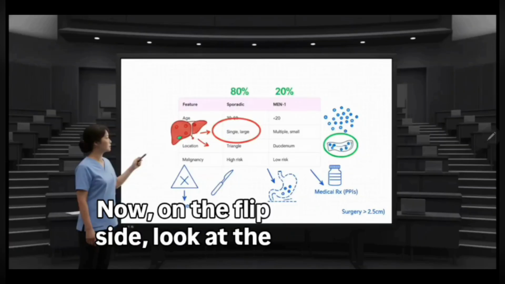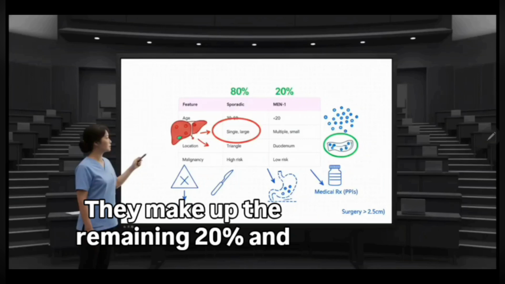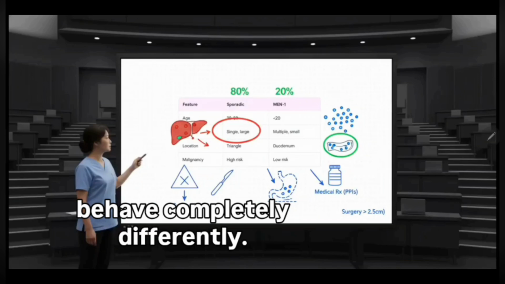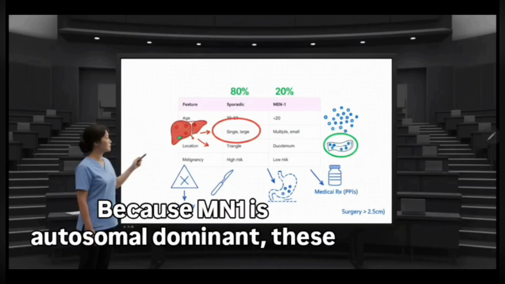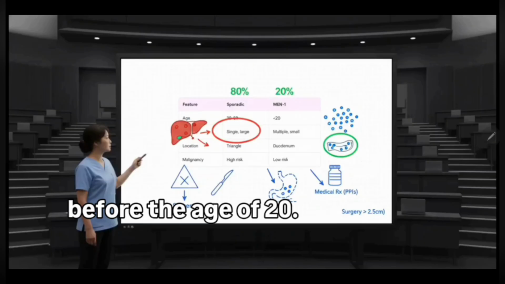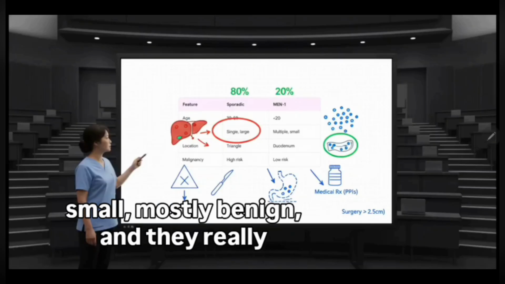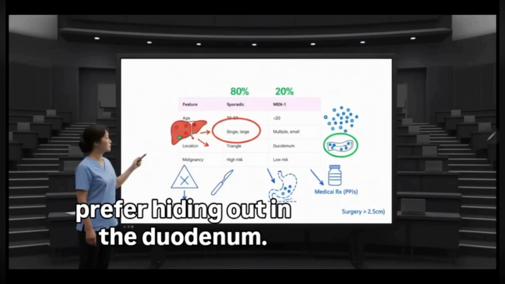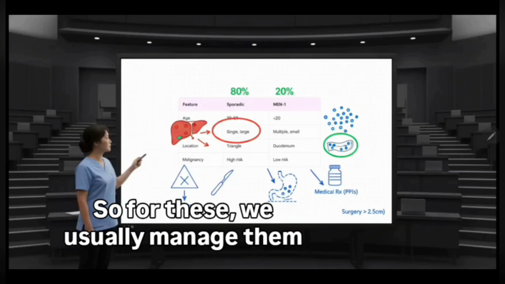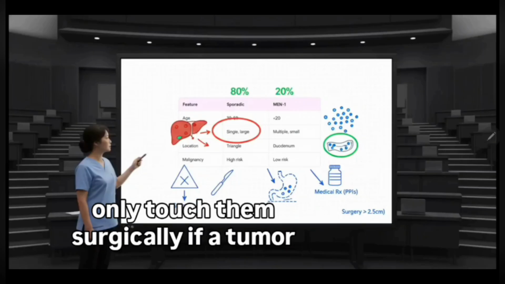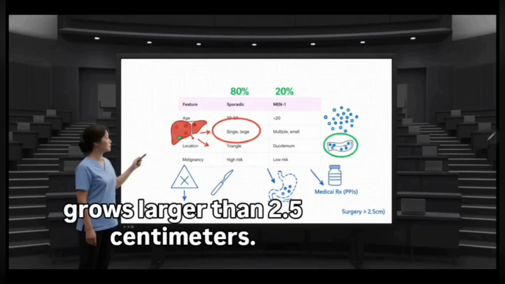Now, on the flip side, look at the MEN1-associated variants. They make up the remaining 20% and behave completely differently. Because MEN1 is autosomal dominant, these patients present very early, usually before the age of 20. The tumors here are multiple, they are small, mostly benign, and they really prefer hiding out in the duodenum. So for these, we usually manage them medically with high-dose PPIs, and we only touch them surgically if a tumor grows larger than 2.5 centimeters.